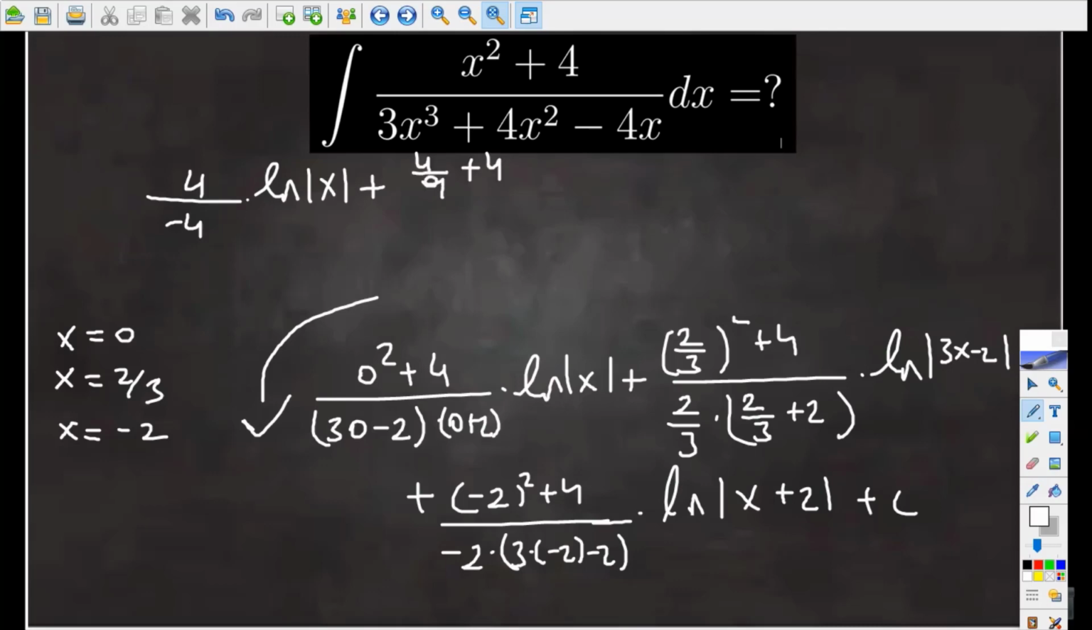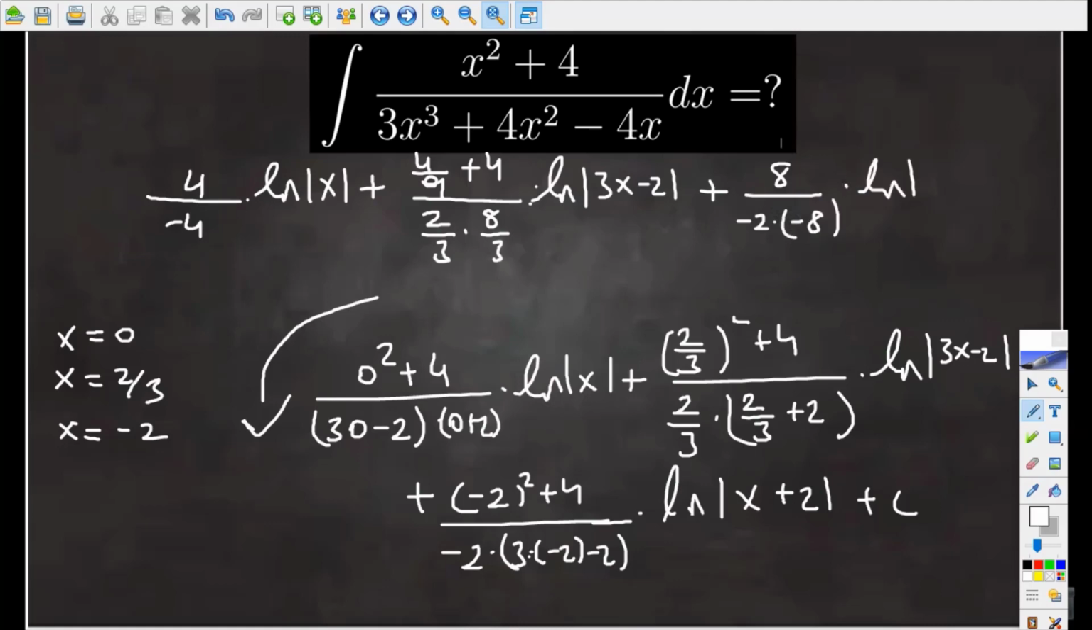plus 4 over 2/3 times, it's going to be equal to 8 over 3 times the linear factor 3x minus 2, and plus -2 squared is 4, 4 plus 4 is 8, divided by, so -2 times, 3 times -2 is -6 minus 2, it's going to be -8 times natural log of x plus 2 plus c.